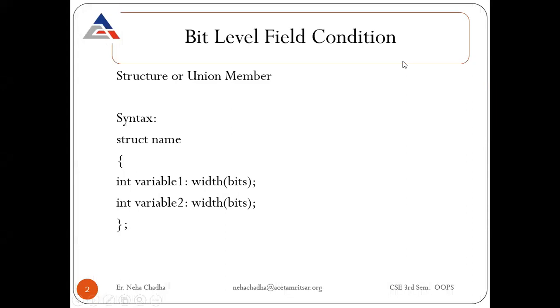Firstly, coming to the bit level field conditions. What is bit level field? How can we set it? The first condition to use your bit level field is you can create bit level field either in the structure or union member. That means you have to create one structure or a union to clear the concept of bit level field.